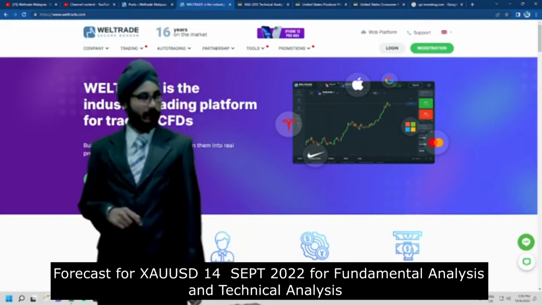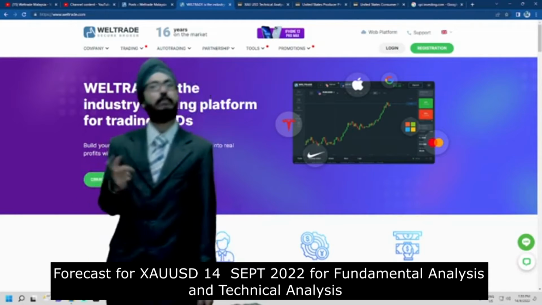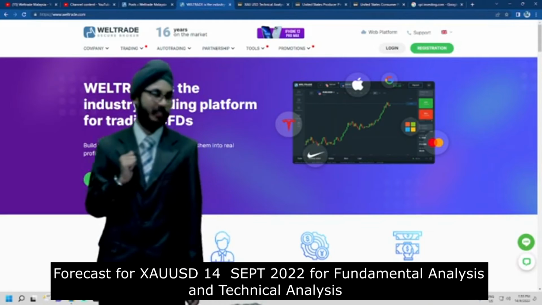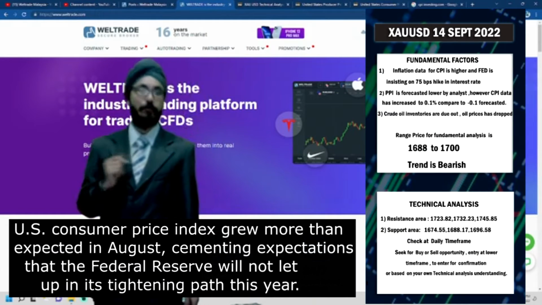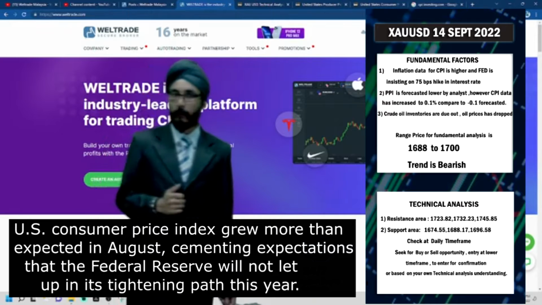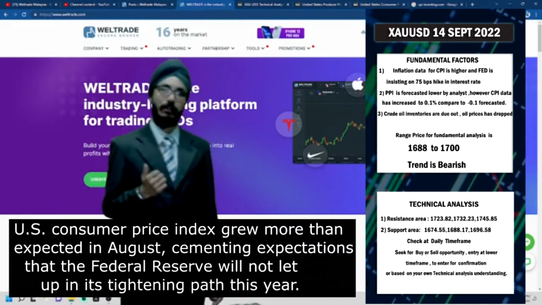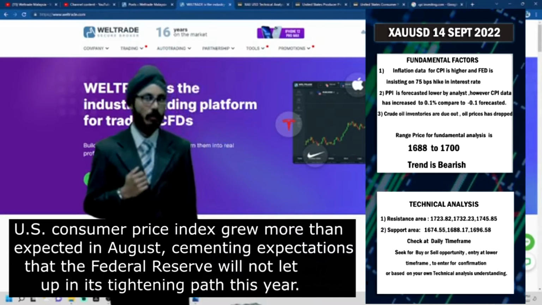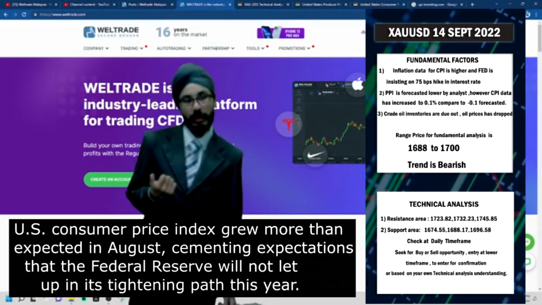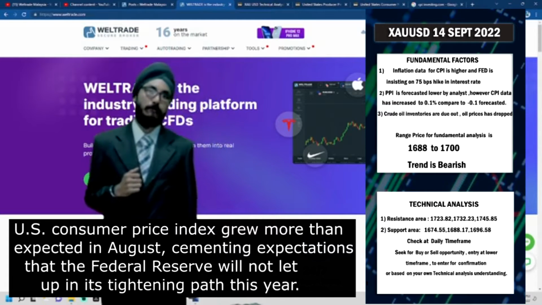Looking forward, our first fundamental factor that we can look into is our CPI data, which was actually released yesterday. As we could see, the CPI data is really high. This has actually caused the US dollar to strengthen. It was forecasted that the CPI data would be lower at negative 0.1. However, the actual figure is 0.1%.